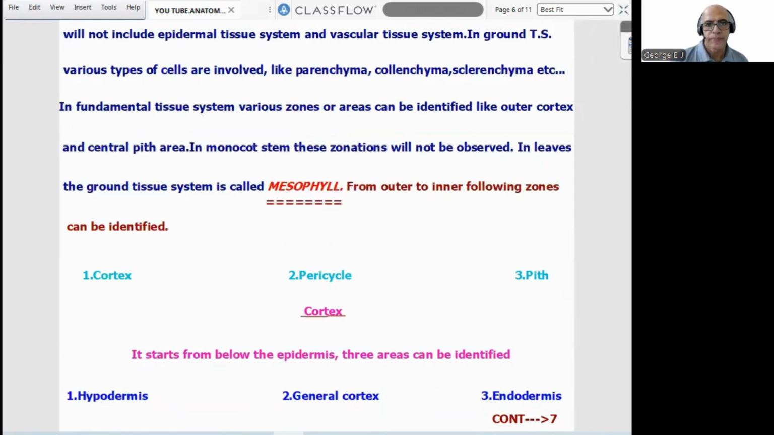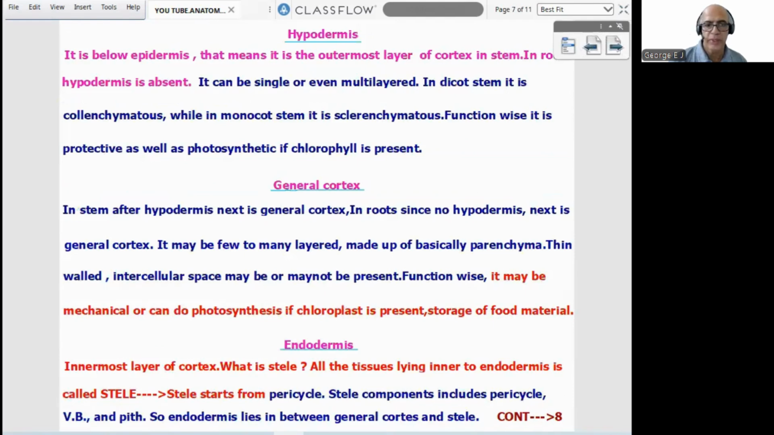Now, the cortex starts below the epidermis, with 3 areas: hypodermis, general cortex, endodermis. Hypodermis is sclerenchymatous or it can be collenchymatous, depending on the dicot stem and monocot stem. It is the outermost layer, below the epidermis. In roots, hypodermis is absent; it is usually single or can be multi-layer. Then the general cortex, that is, after the hypodermis, next is the general cortex. Roots have no hypodermis. If chloroplast is present, photosynthesis will help, and storage of food material is also there. Then the endodermis, an important area, the innermost layer of the cortex.